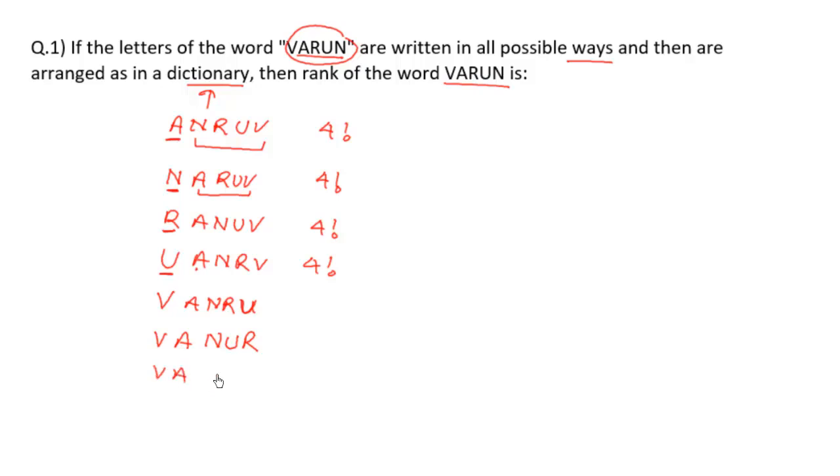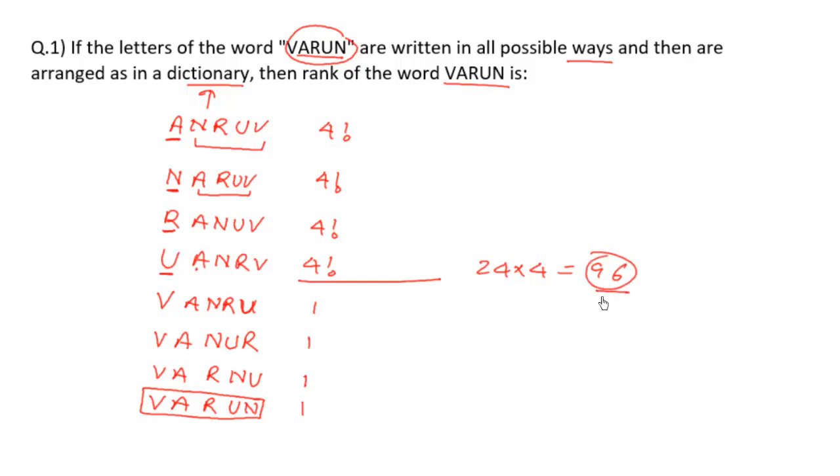Next V-A-R-N-U, and next V-A-R-U-N. So this is the word for which we had to find the position. So till here it was factorial 4, factorial 4, factorial 4, factorial 4. Then this is one way, this is one way, and this is one way. So adding, this is nothing but 24 into 4, which comes out to be 96. So this is 96, then 97, 98, 99, and 100. So we can say that the word will be ranking 100. So 100 becomes the right answer.